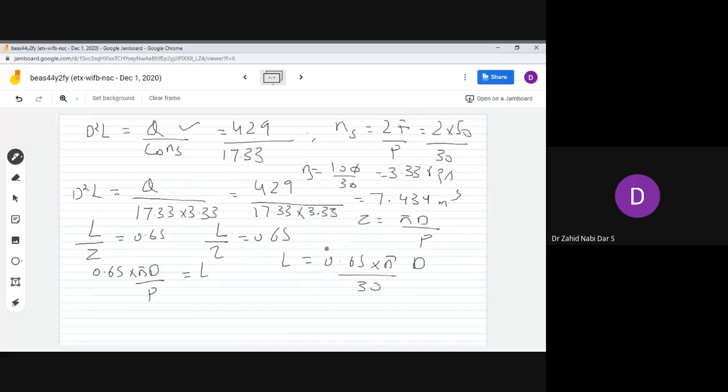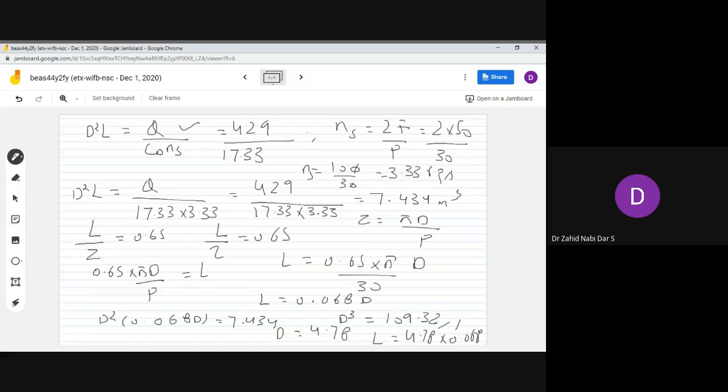If we resubstitute, we get L equal to 0.068 D. Substituting this value there, D square into 0.068 D is 7.434. You can calculate the D cube value as 109.32, or D is equal to 4.78, and L is equal to 4.78 into what?